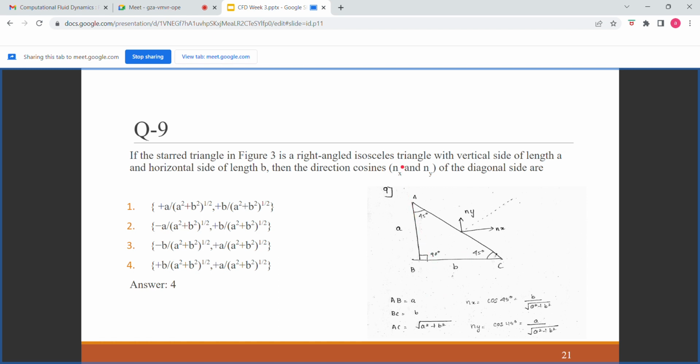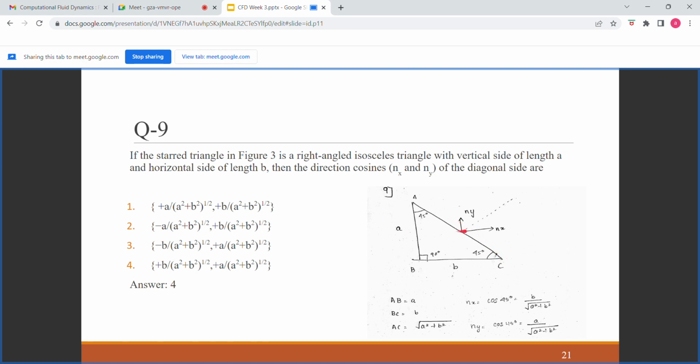So the direction cosines of the diagonal side are? It is a right angled isosceles triangle, and we are required to find the direction cosine for this diagonal side. The direction cosine would be in this direction when we are looking for the outward normal to it, so we must resolve it in x and y. Since this is a right angled isosceles triangle, this would be 45 degrees and 45 degrees each. So obviously this is A and B. The diagonal would be the root of A square plus B square.